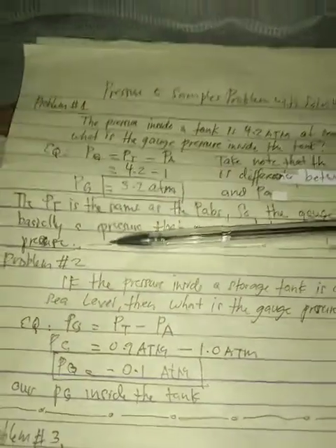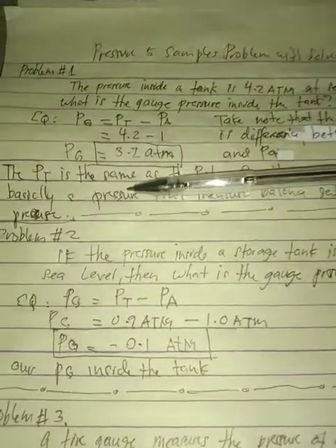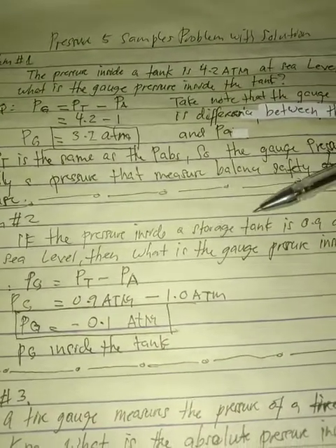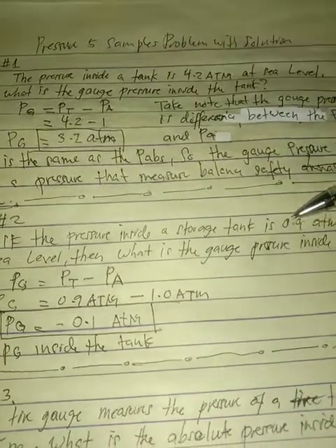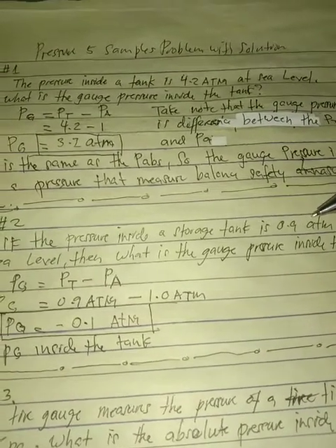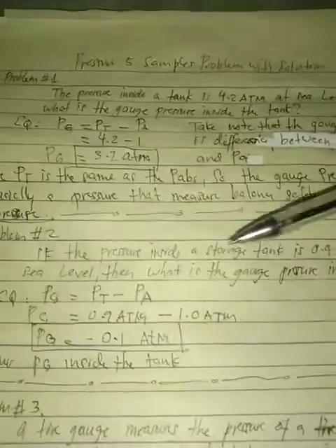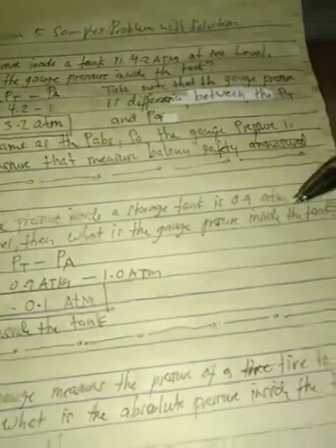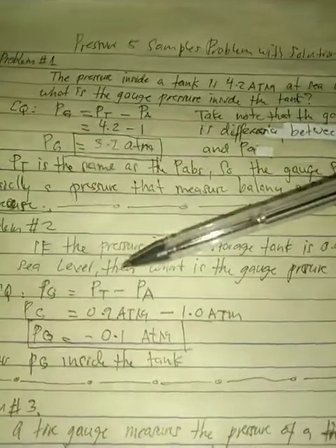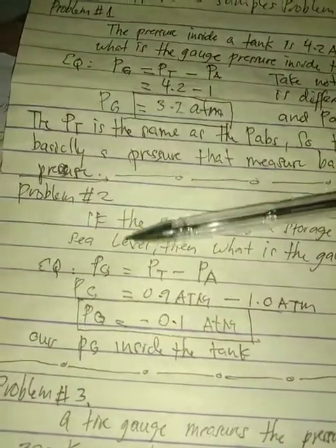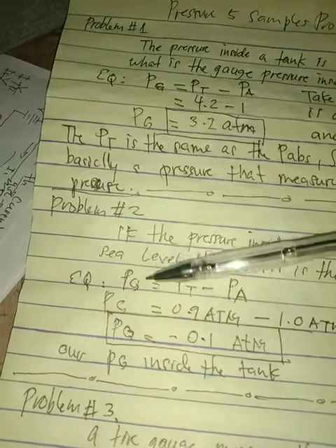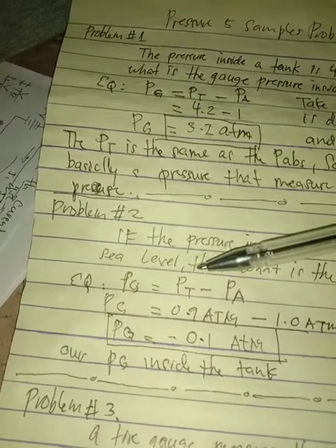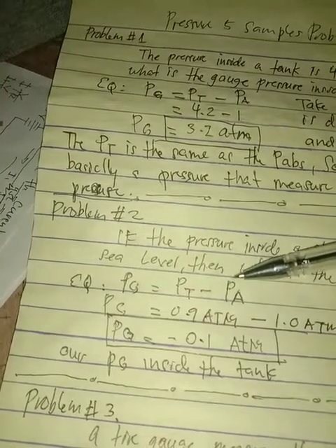So now in problem number 2, if the pressure inside the storage tank is 0.9 atm at sea level, then what is the gauge pressure inside the tank? So we are going to use this equation: gauge pressure equals absolute pressure minus atmospheric pressure.